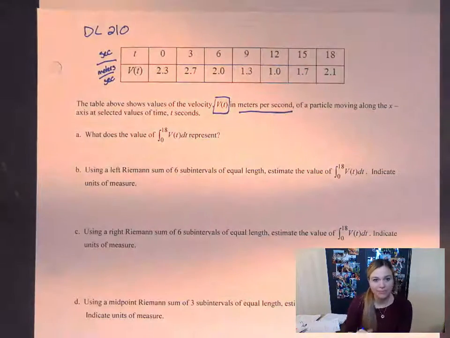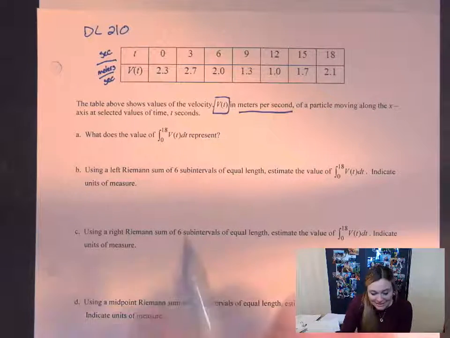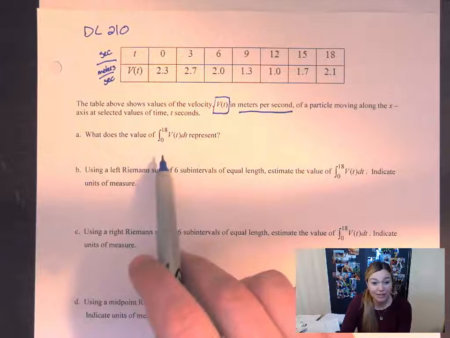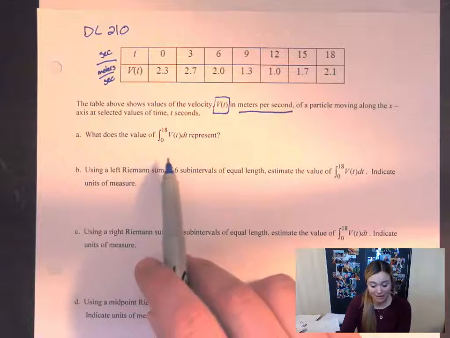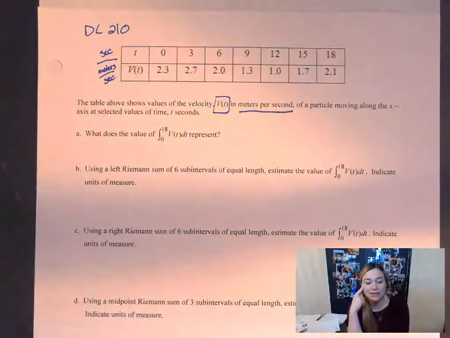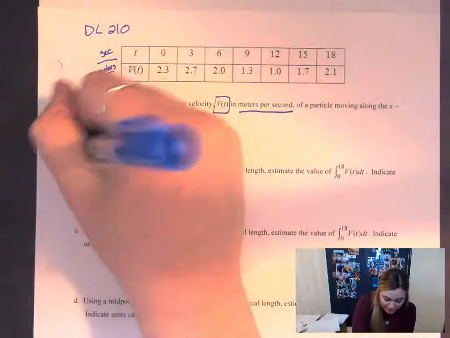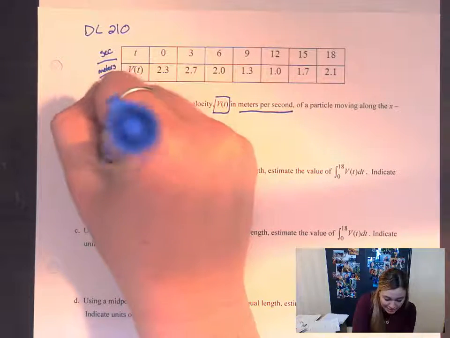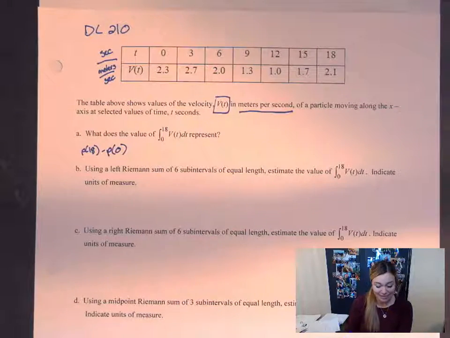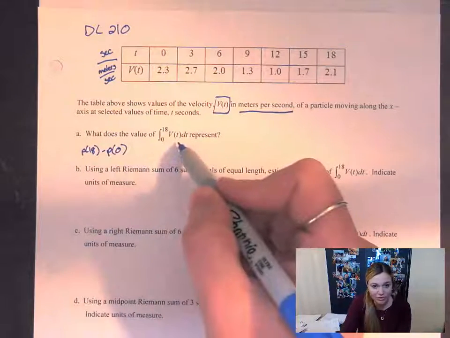So we did this. This doesn't actually even ask you what value it is. All it asks is, what does this represent? And so I want you to think about this. If I have the integral from 0 to 18 of v of t dt, you could do the area under the curve, or the other thing you could do is p of 18 minus p of 0. I'm not actually figuring out what that is. I'm just thinking about it in the antiderivative of velocity as position.